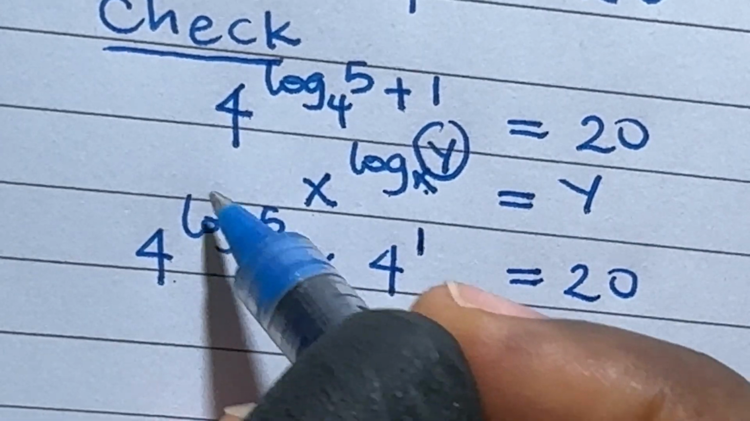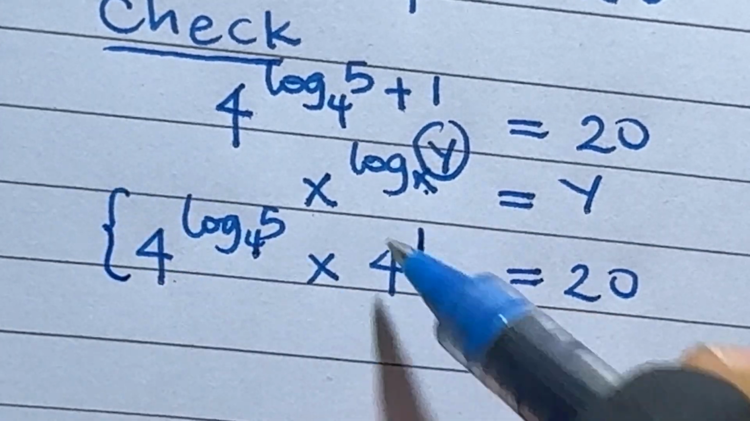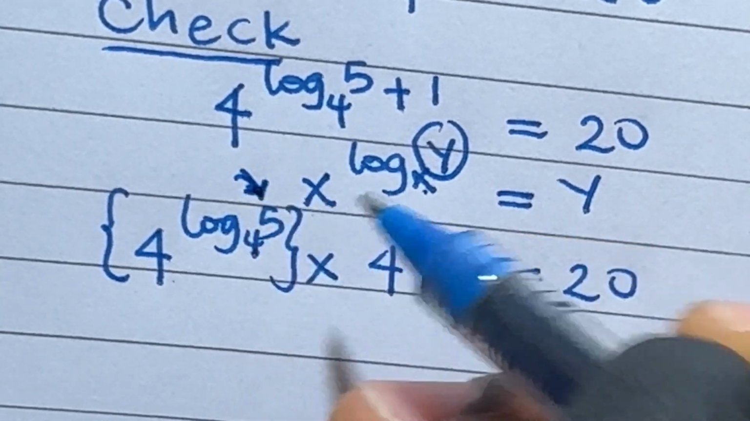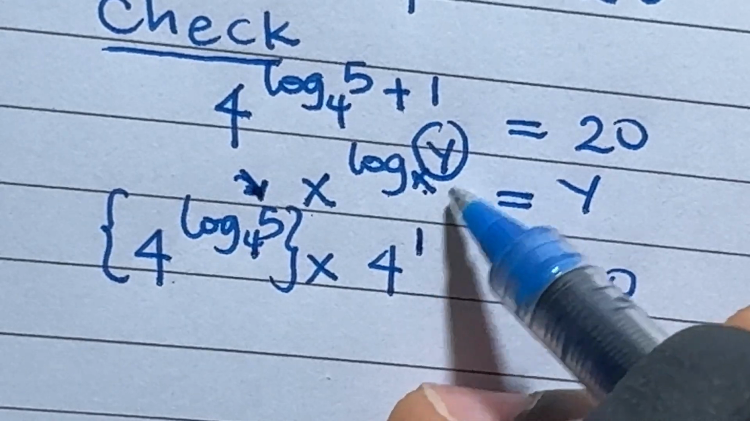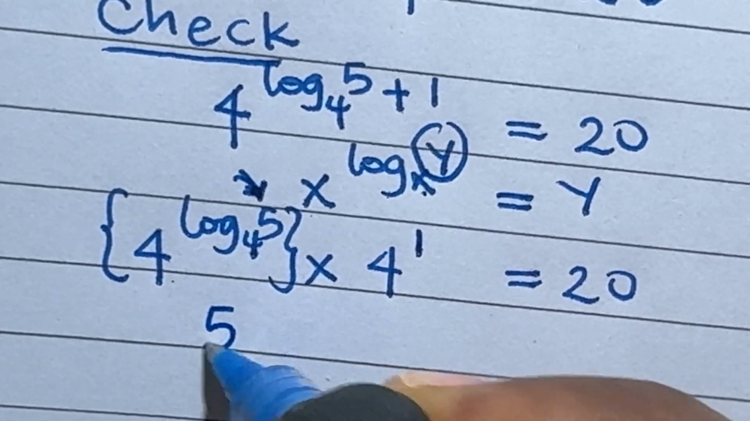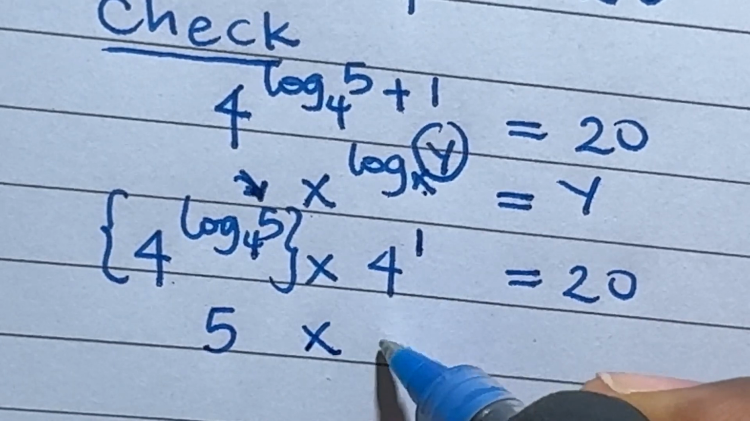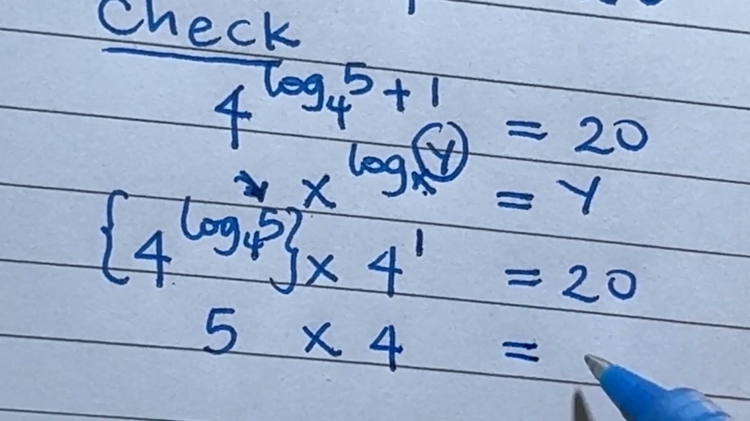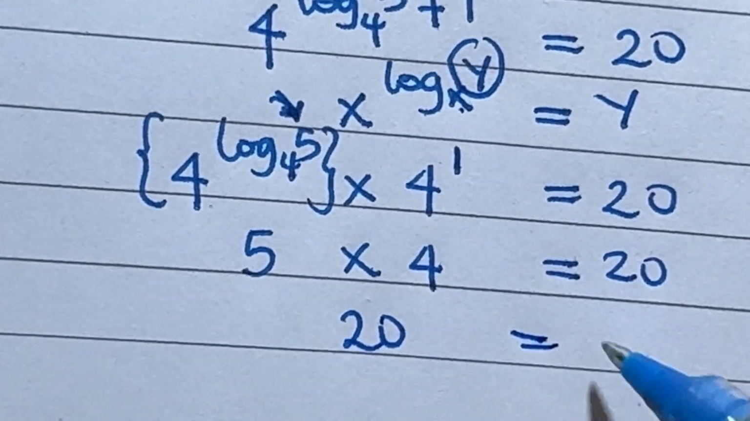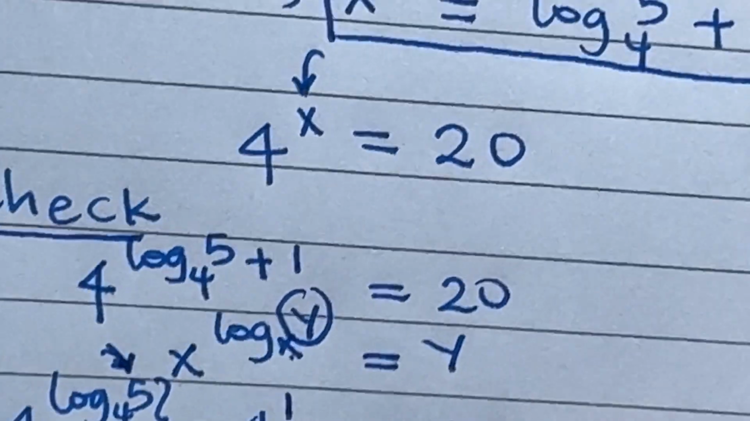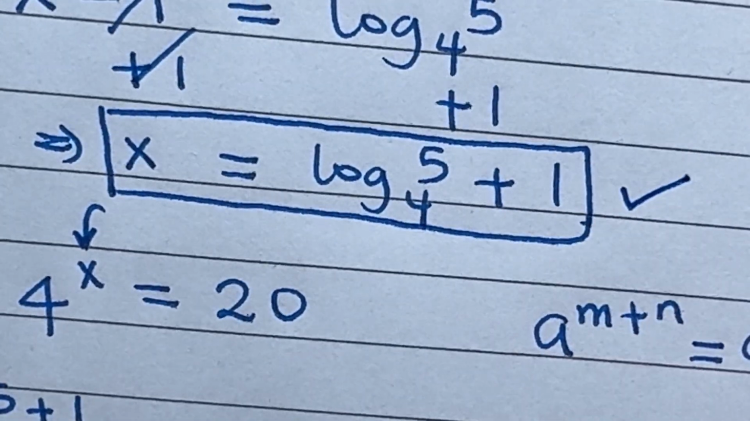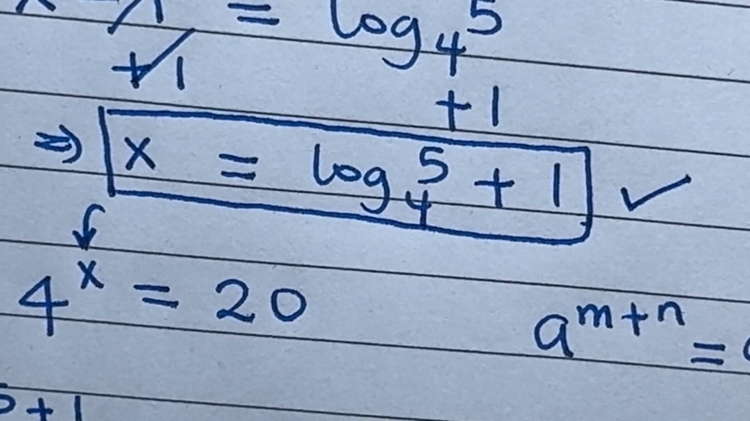Now with what we solved earlier, the whole of this first part is simply 5 by this definition that we did here earlier. So we have 5 times 4 raised to power 1, which is simply 4, which actually equals 20. And because 20 is equal to 20, it means that our solution x equals log 5 base 4 plus 1 is actually accepted.